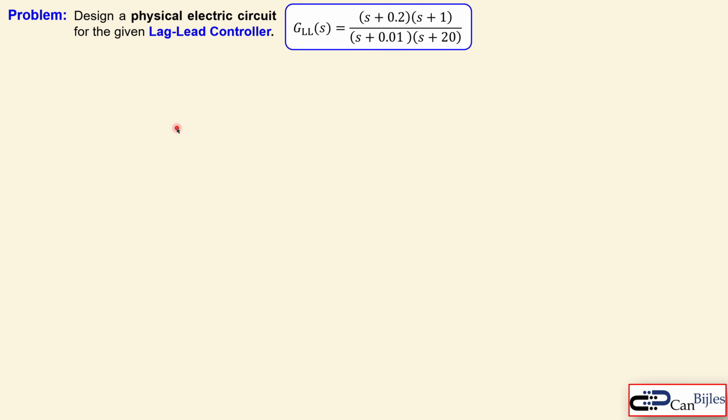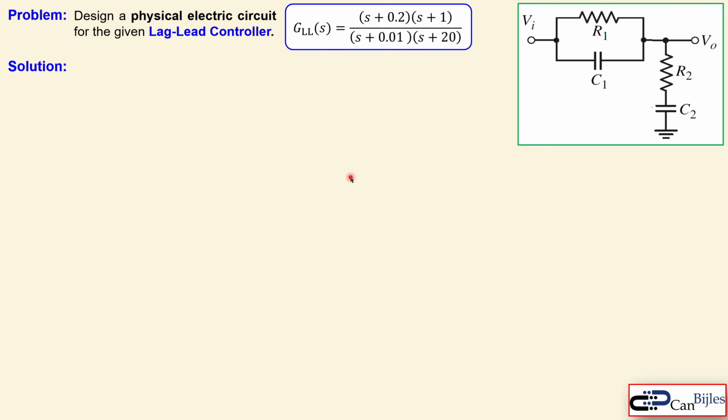So together we can get the specifications we want using this lag lead controller. And it is a passive realization because the gain here is 1, you don't have an amplifier. So let's look at our solutions. The candidate for this transfer function, or the realization for this circuit, is given by this circuit.